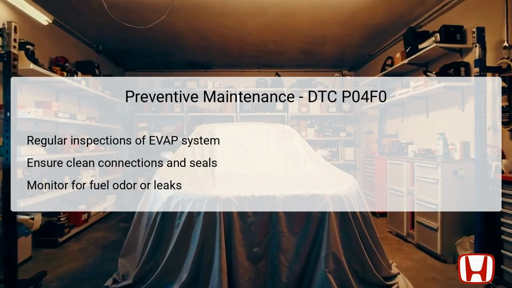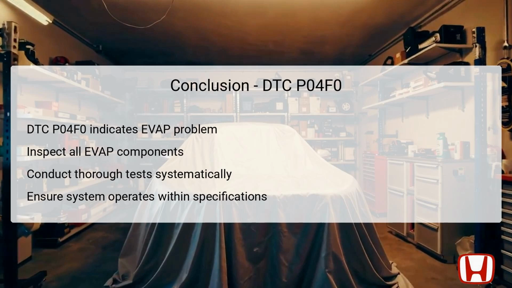repairs down the line. In conclusion, DTC P04F0 signifies a prevalent issue within the EVAP system, indicating incorrect purge flow. Addressing this code necessitates careful inspections spanning multiple components, from the purge valve to the fuel tank system. Conducting thorough tests systematically will unveil underlying issues that may be affecting the overall performance of the vehicle. By ensuring that each component operates within specifications, technicians can restore functionality to the EVAP system, enhancing vehicle efficiency and adherence to emission standards.